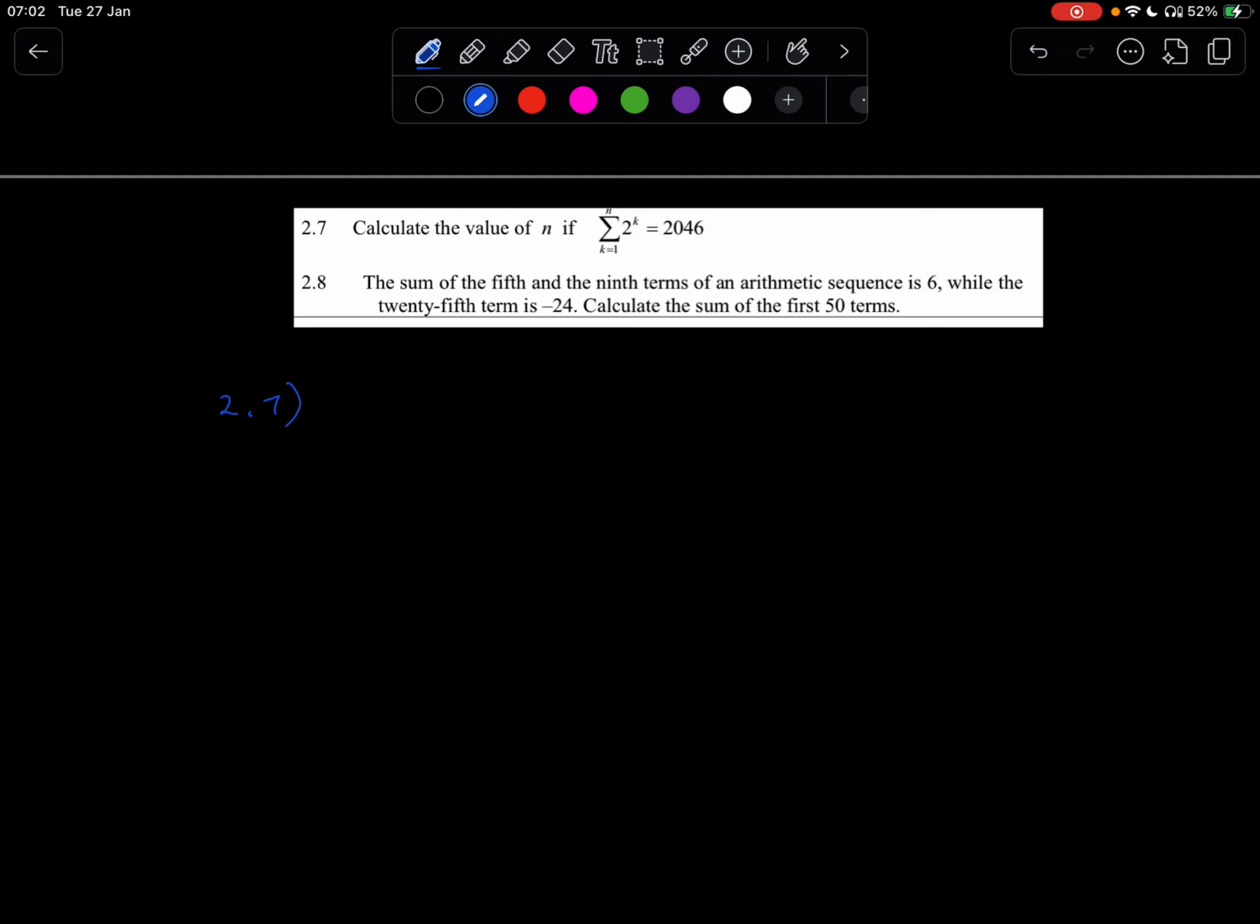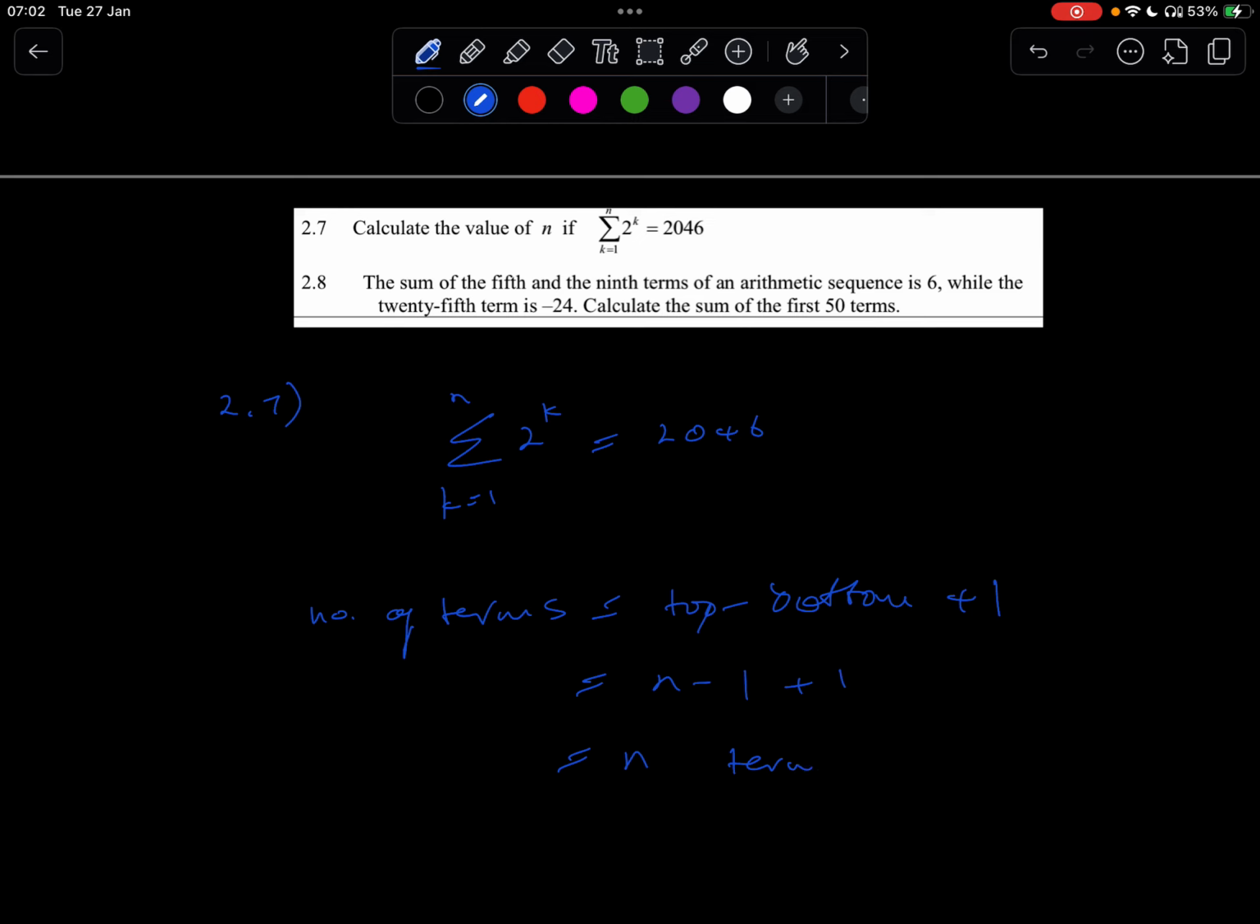Let's continue once again. Calculate the value of n. So that's a sigma question, sigma notation. This is what we have. We're adding n terms. The number of terms that we're adding in this series is top minus bottom plus 1. Top is n. The bottom value, we're starting at 1. Subtract 1 and then we add 1. So we're adding n terms.